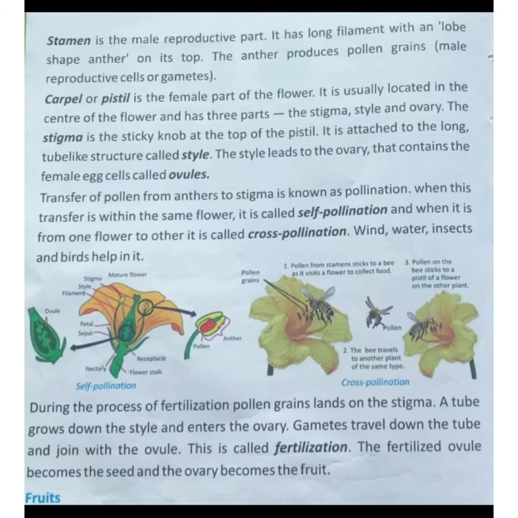During the process of fertilization, pollen grains land on the stigma. A tube grows down the style and enters the ovary. Gametes travel down the tube and join with the ovule. This is called fertilization. The fertilized ovule becomes the seed and the ovary becomes the fruit.